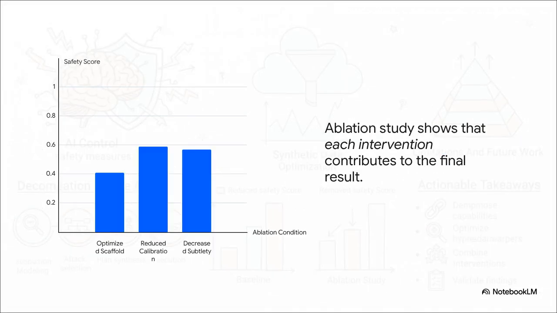Was each component of the optimized scaffold necessary for that result? An ablation study was performed. Removing individual interventions from the final policy increased the safety score. For example, removing the subtlety improvements increased the score to 0.57. This indicates that the different interventions contributed to the final result.